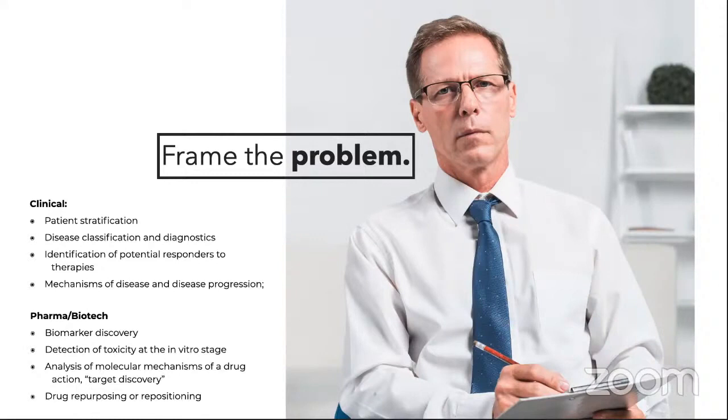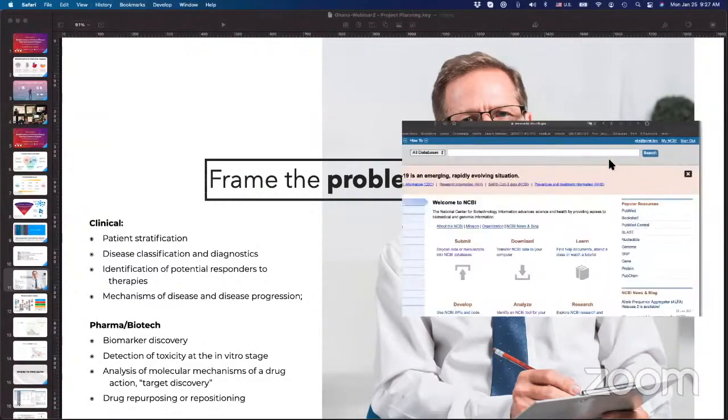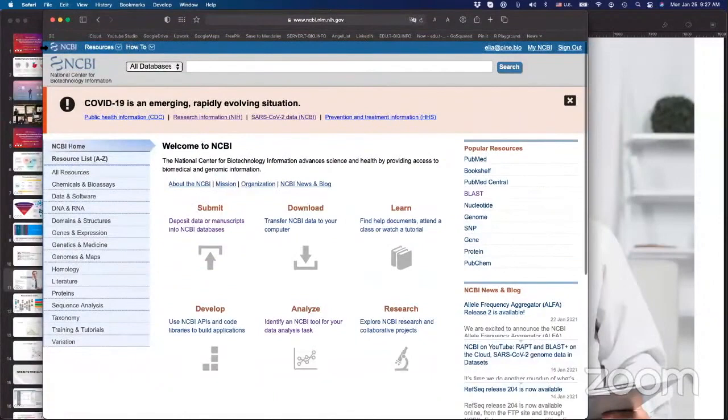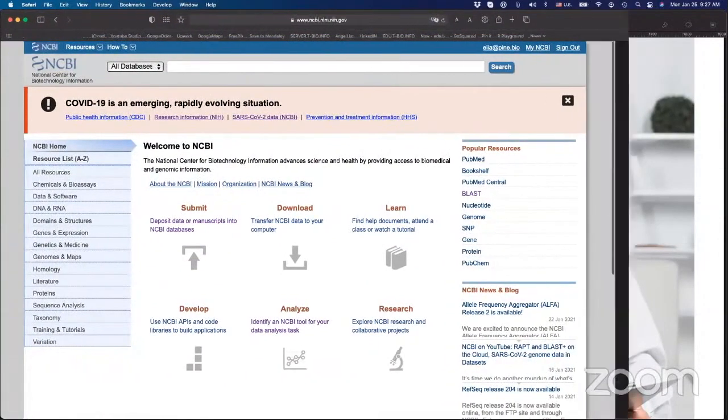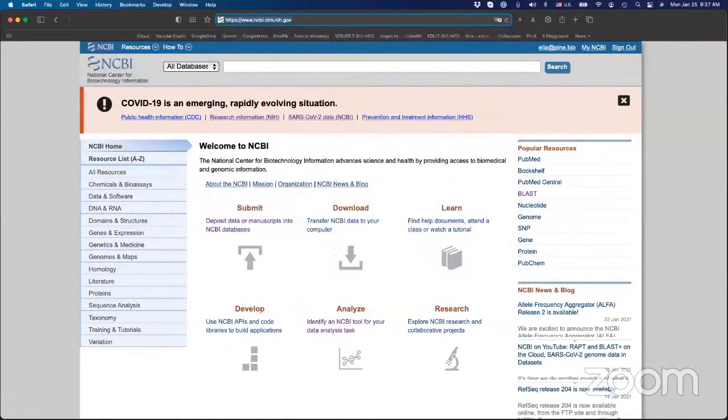So after we've framed the problem, we need to find the data. So let's take a look at a few data sources where you can potentially identify a data set for your research, okay? So I'm going to go here to NCBI, and please follow with me to NCBI. This is the link. And please let me know once you've reached NCBI by putting yes into the chat box.